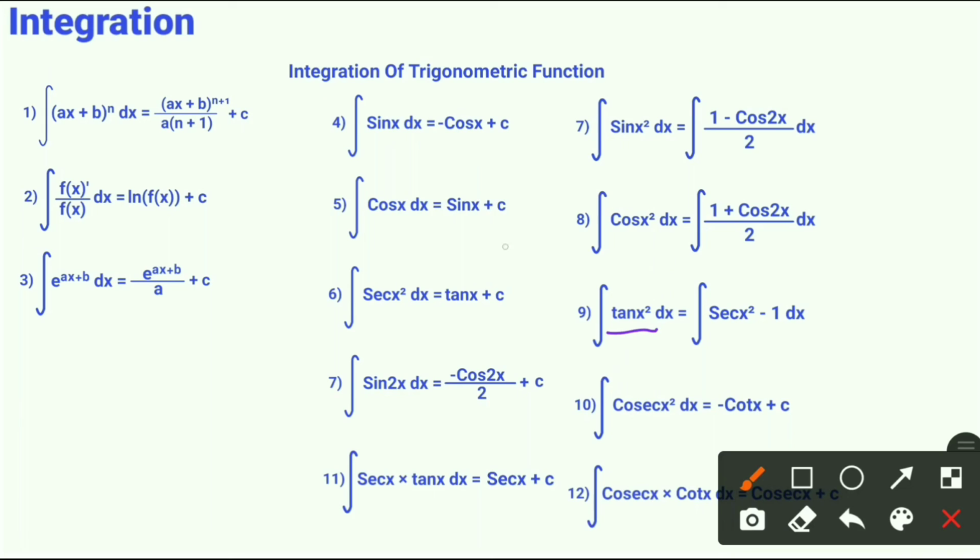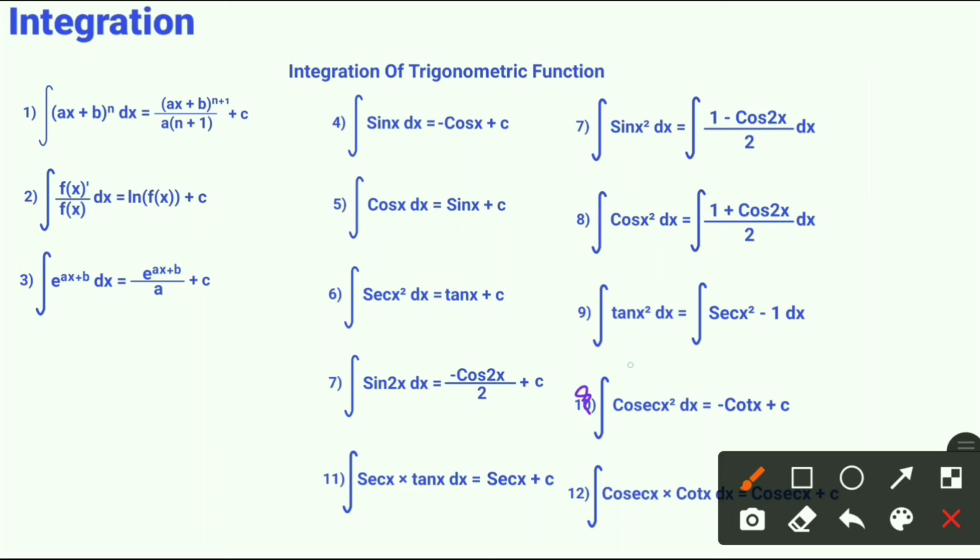Okay, for tan x squared, I will use the identity, which is tan square plus 1 is equal to sec square. Making tan x squared the subject, you get sec square minus 1. Now you try to integrate this, so doing the integration of sec square would be tan x minus x plus c, and this is the answer.